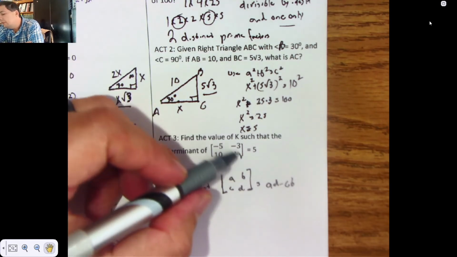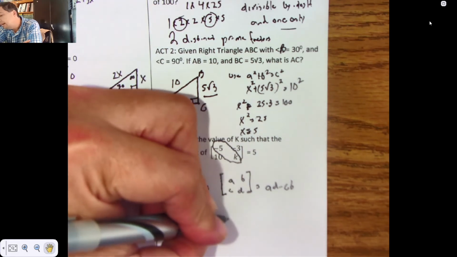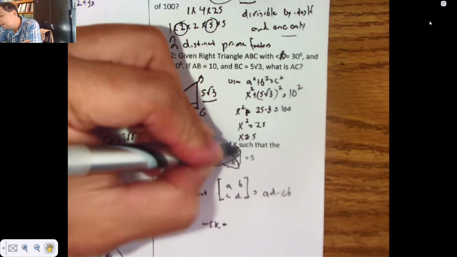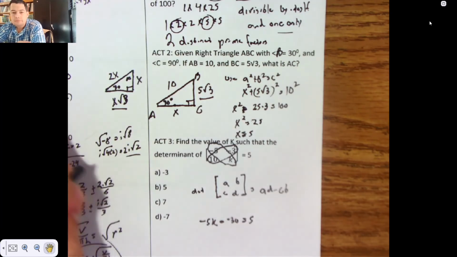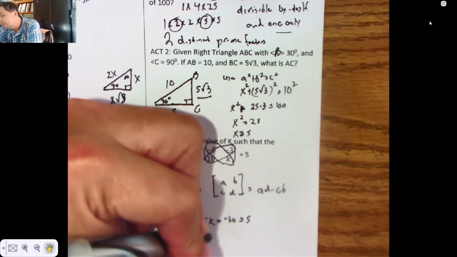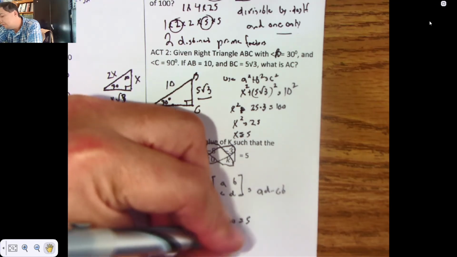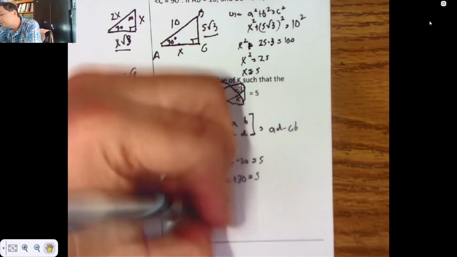So I follow that rule here, and I would have negative 5k minus a negative 30 equal to 5. Taking away a negative is addition. Subtract 30 from both sides.